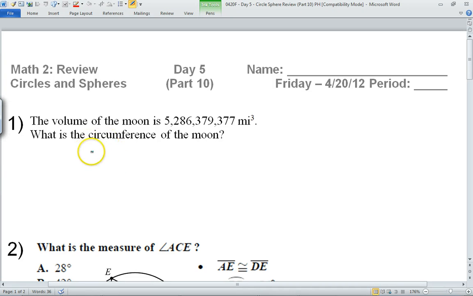Okay, so part 10, problem number 1. The volume of the moon is given. We're supposed to find the circumference. Well, if we're given something, we should probably plug it into its formula. So we know that volume for a sphere is 4/3 pi times the radius cubed. If we take this volume and plug it in right here, then we get this.